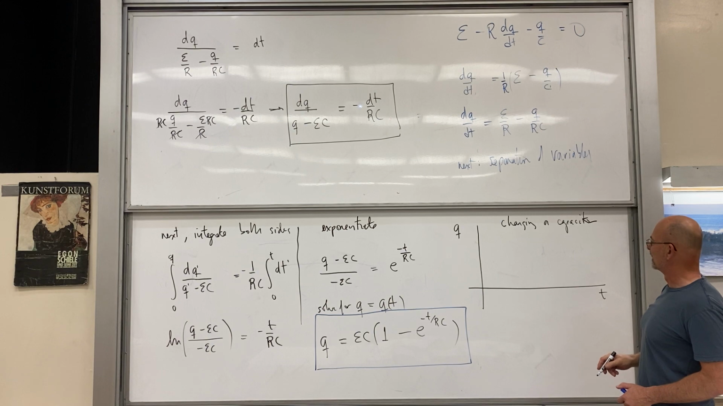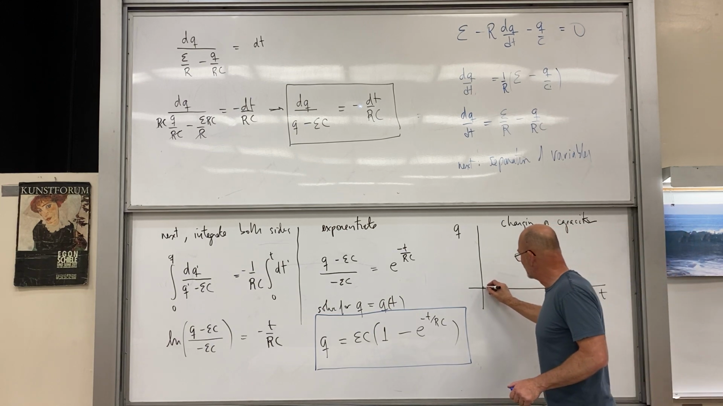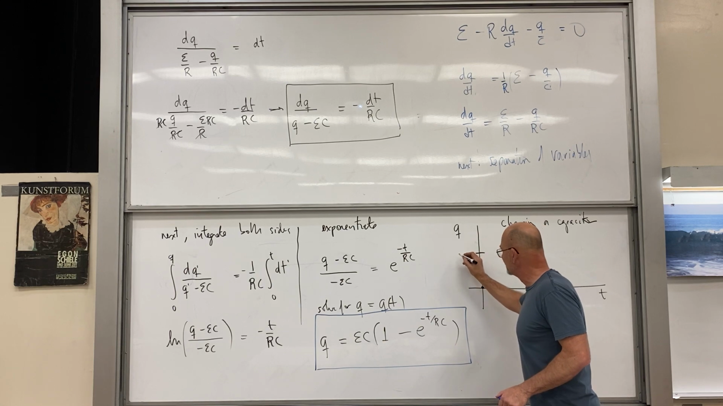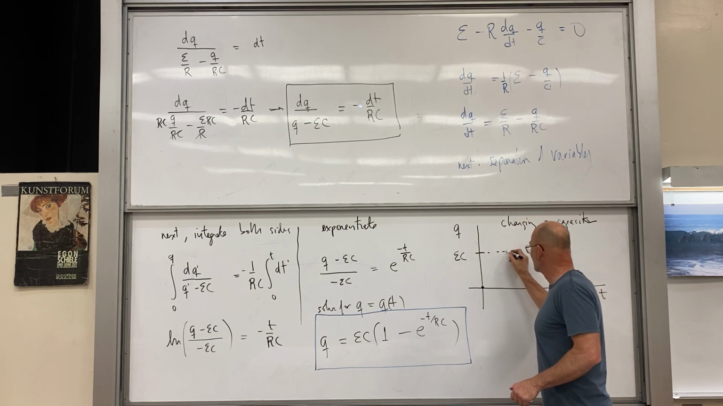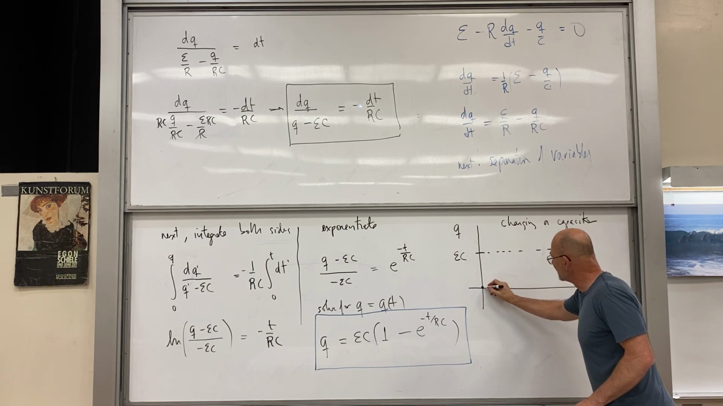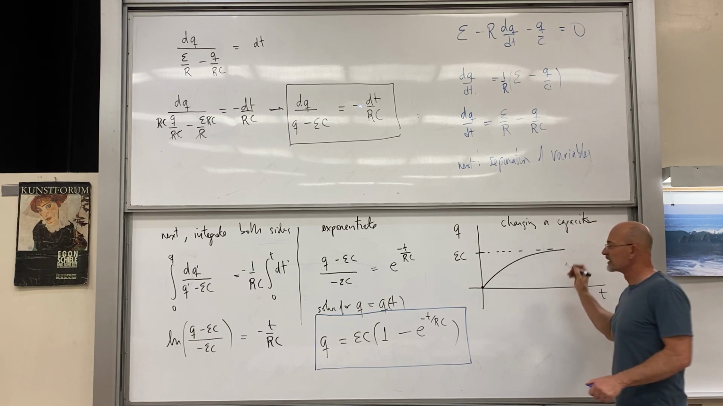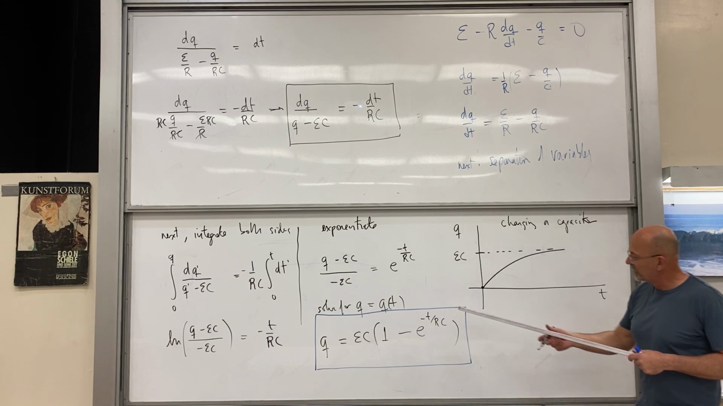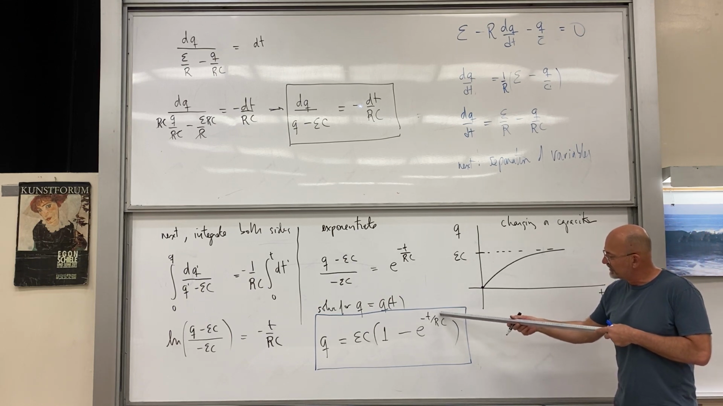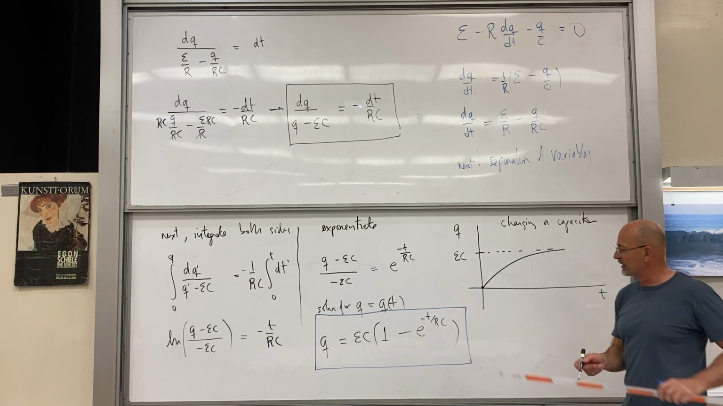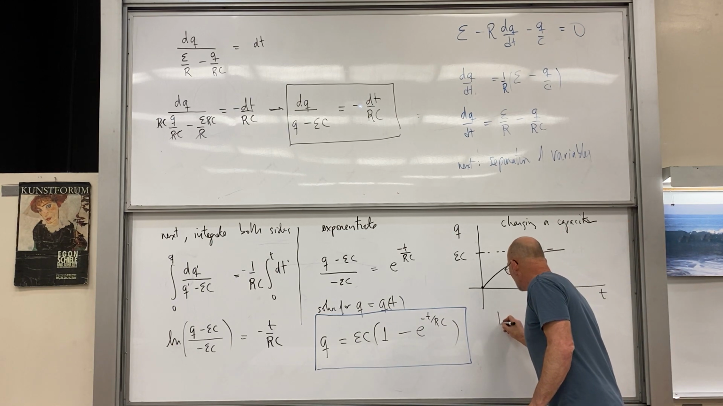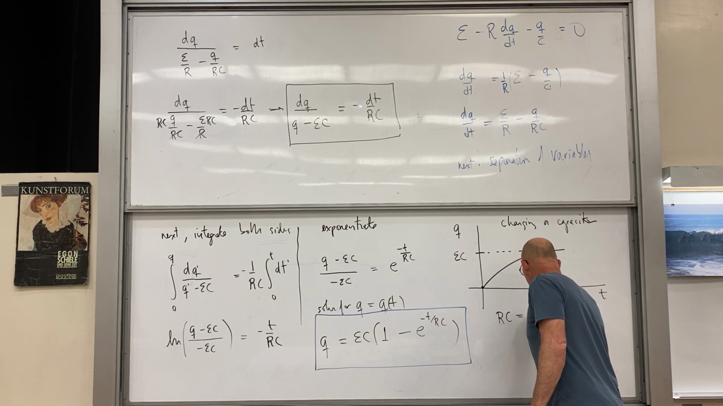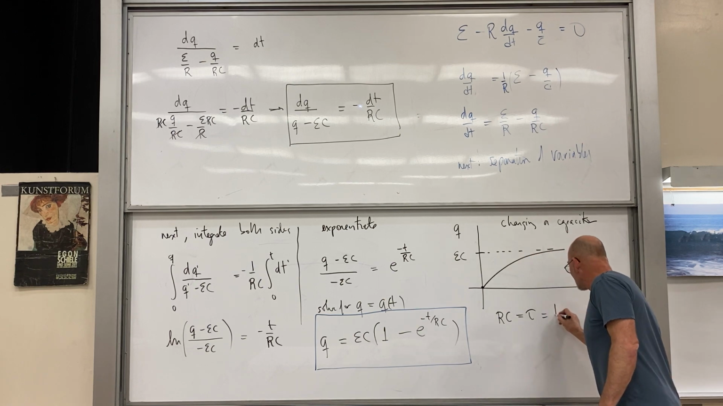The RC circuit. Starts at 0, asymptotically up to here. We'll do a dotted line. Goes up like that. Okay. Now there's a really important point. What sets the time scale is this RC right here. So RC is a time constant.